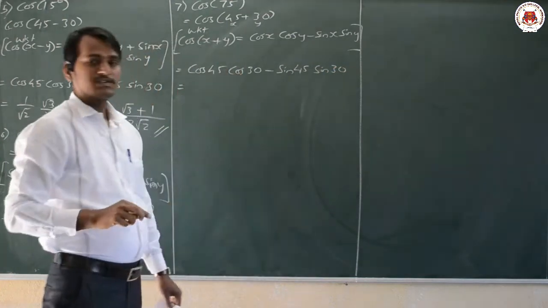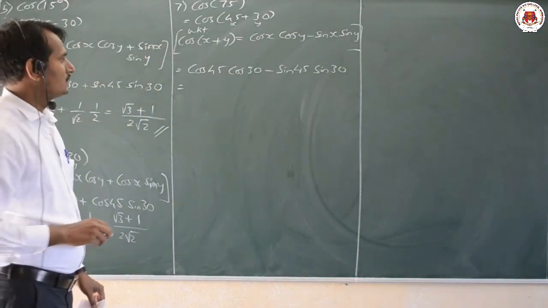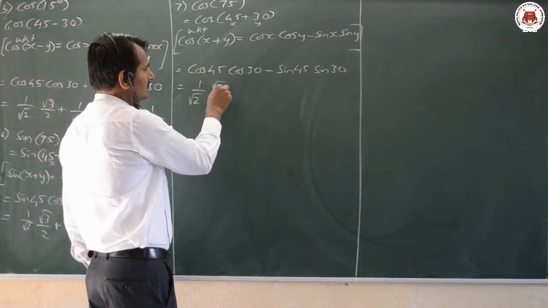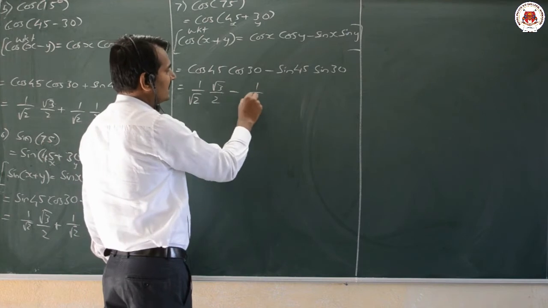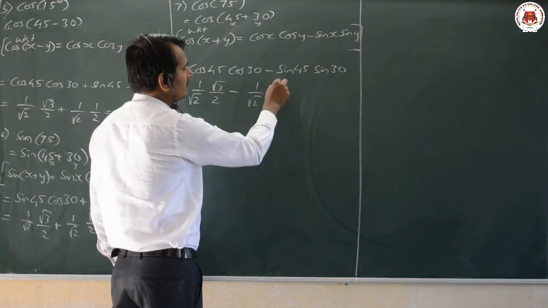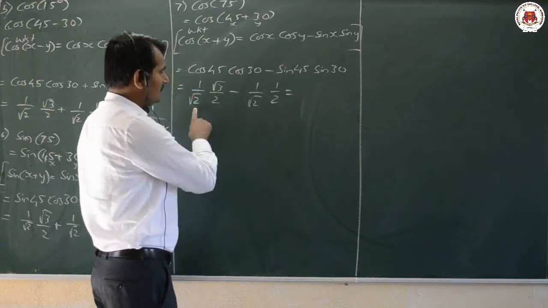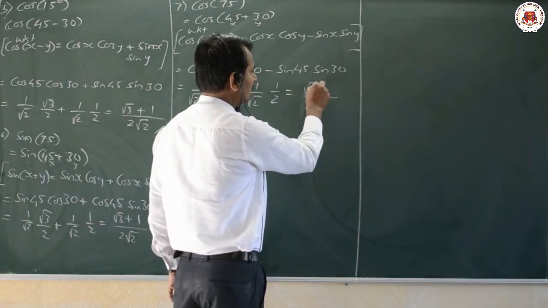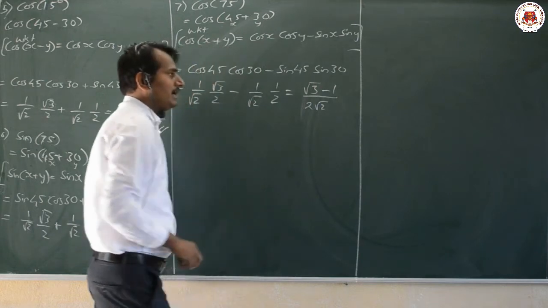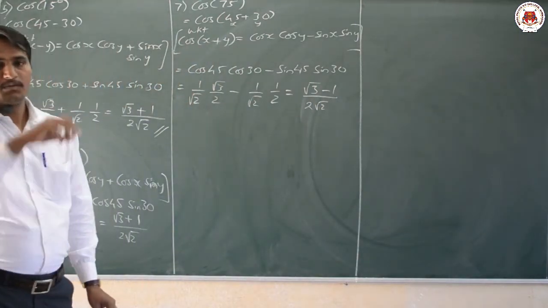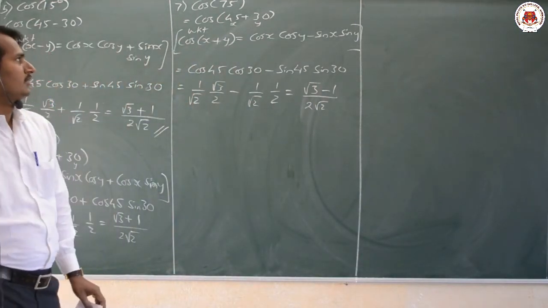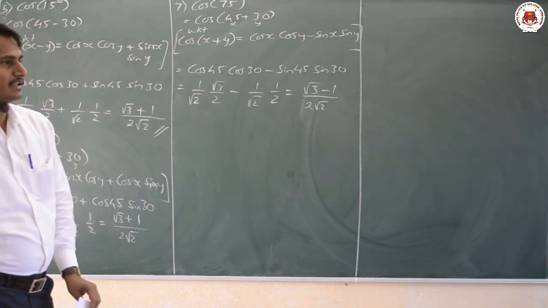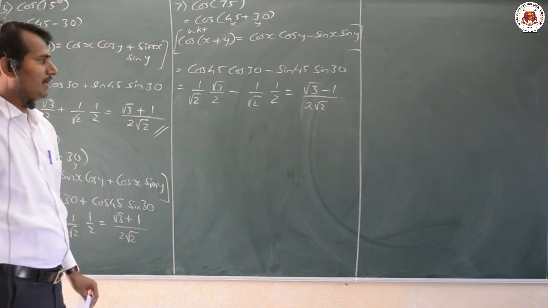Now, what are the values that we shall observe here? Cos 45 is 1 by root 2, cos 30 is root 3 by 2, minus sin 45, 1 by root 2, sin 30 is 1 by 2. So now the LCM will be 2 root 2 and the numerator is root 3 minus 1. The problem is very simple. That means cos 75 is equal to sin 15, which we solved earlier. This is one part here.